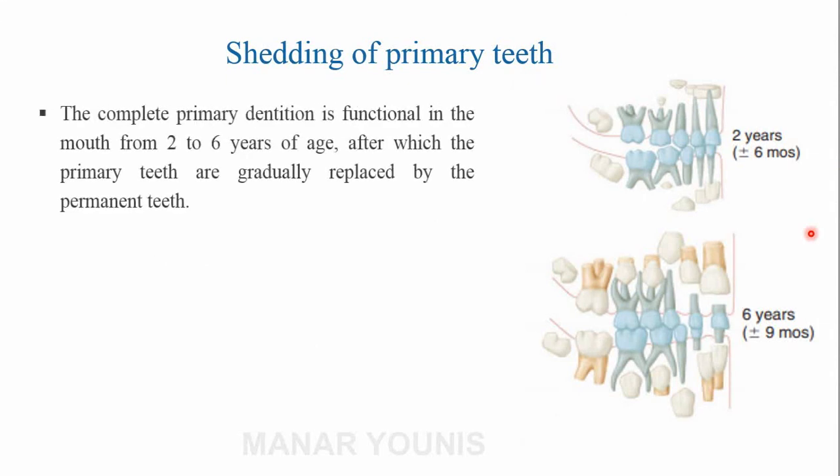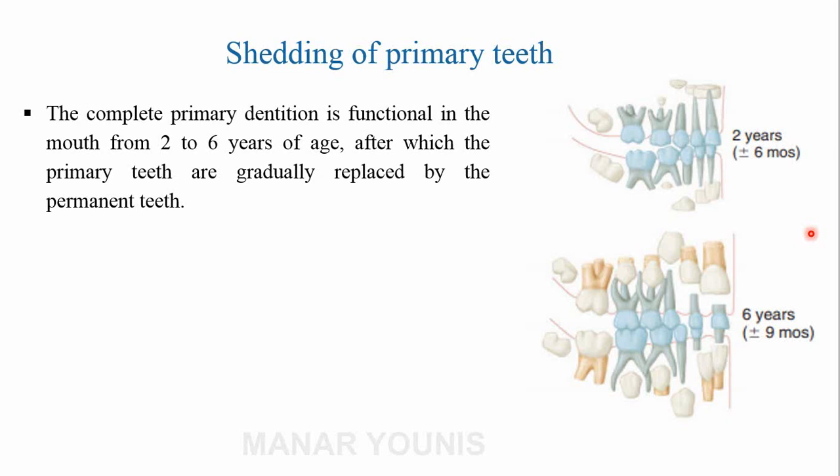Shedding of primary teeth. The complete primary dentition is functional in the mouth from 2 to 6 years of age, so the lifespan is short compared with the permanent teeth, after which the primary teeth will be gradually replaced by the permanent teeth.